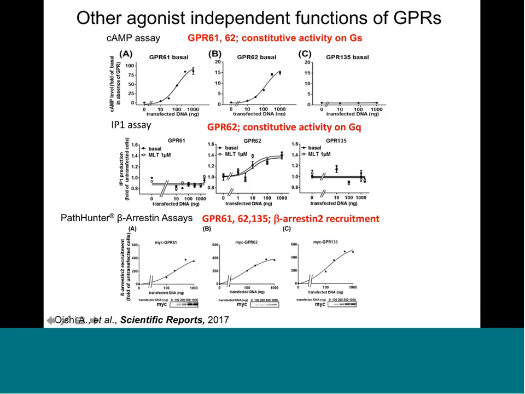So we have a differential picture. 62 actually has constitutive activity in all three assays, 61 in two of them, not in the IP3 assay, and 135 only in the beta-arrestin. So there seems to be a differential picture in terms of constitutively activating the different pathways like cyclic AMP, IP3, and beta-arrestin.